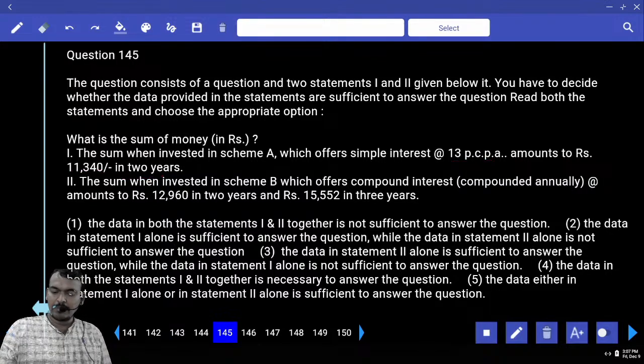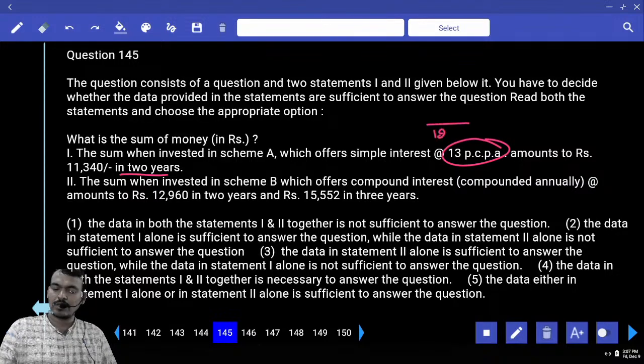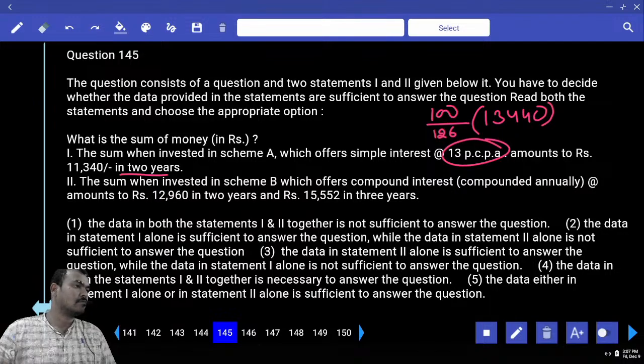What is the per annum rate percent? 13. Time period is 2 years. Interest 26% means amount is 126%. That is how many rupees? 13,440. Then we get the 100% value. 1 alone is sufficient or not sufficient?